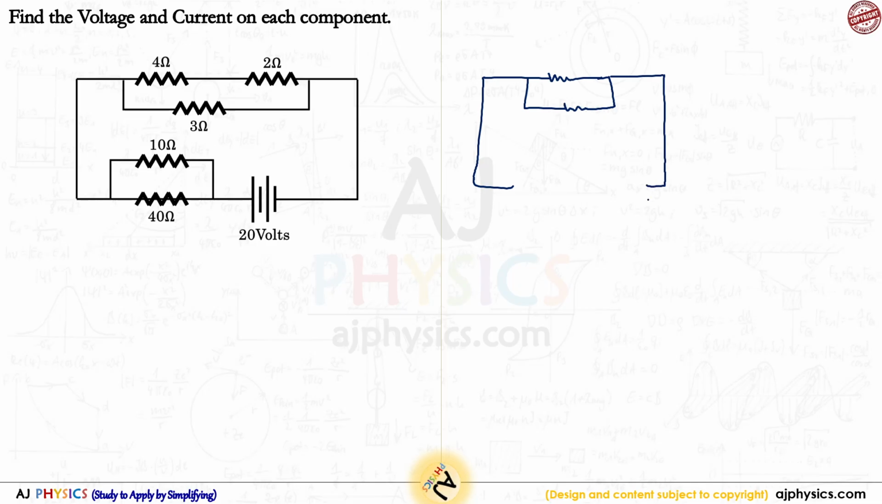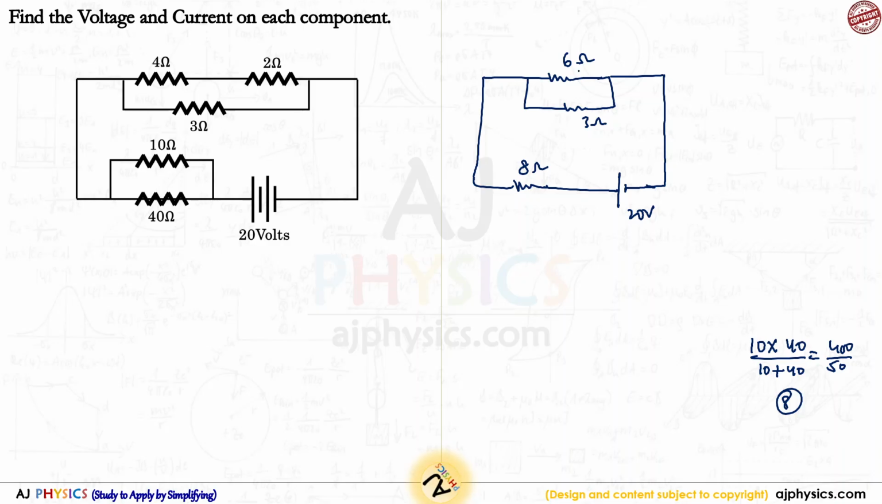This will be 20 volts, and this is 6 ohms, and this is 3 ohms, and this will be the 10 and 40 combination. So this will be 10 multiplied by 40 divided by 10 plus 40. So this will be 400 divided by 50, which gives you 8. Yeah, that's 8, correct. So this is 8 ohms.